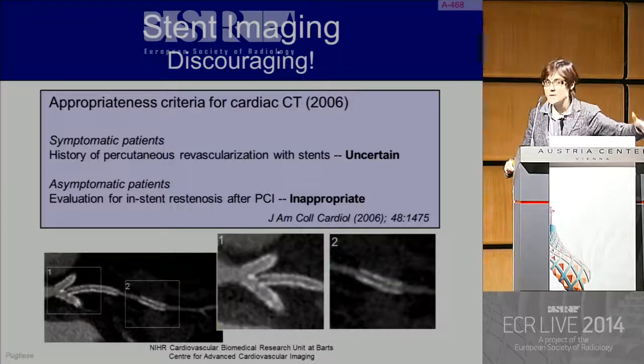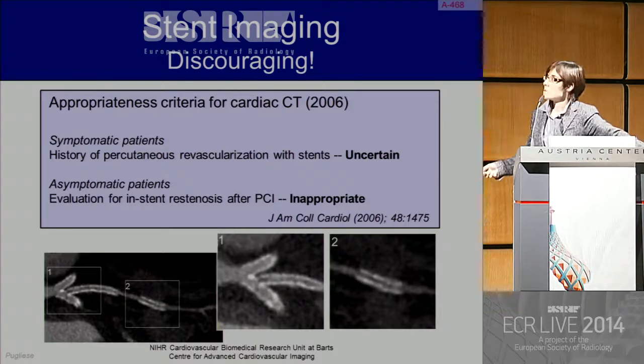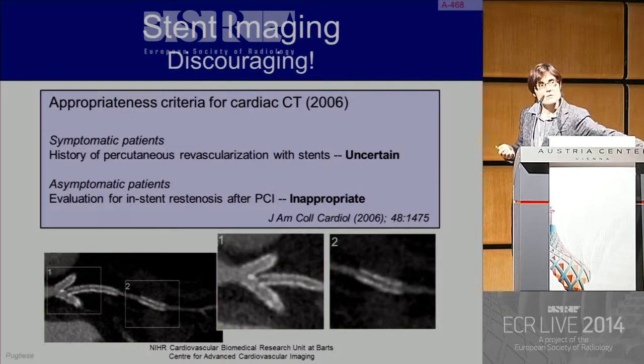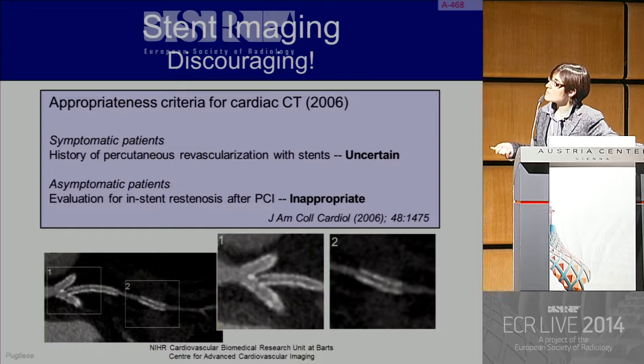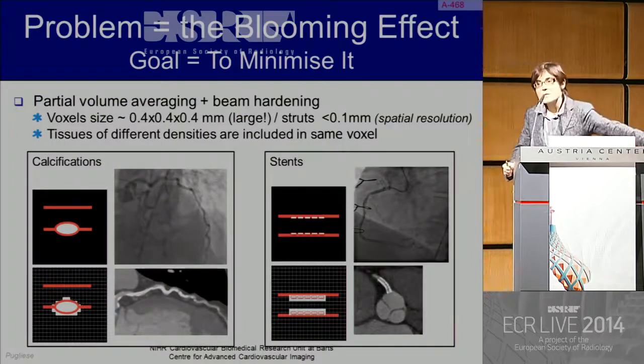So for this long list of reasons, starting with the stent diameter perhaps as the most important reason, the appropriateness criteria document published in 2006, which was describing the appropriate use of cardiac CT in a range of clinical scenarios, wasn't really recommending the use of cardiac CT. Actually, the use was discouraged because it was deemed to be uncertain in patients with symptoms and definitely inappropriate in patients without symptoms. So what is the problem here?